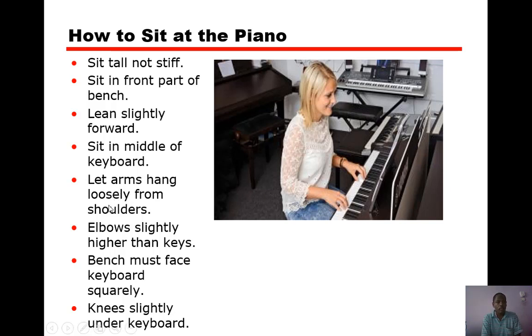Let your arm, we've talked about that. Your elbows should also be slightly higher than the keys. So the elbow portion should be a little above the keys. It should not be below, so that you'll be struggling to position your fingers. The bench must face the keyboard squarely. So your bench should be in front of the keyboard, and your knees should also be a little under the keyboard. There should be some space for your knees. So your knees should go just under the keyboard, just below the keyboard.